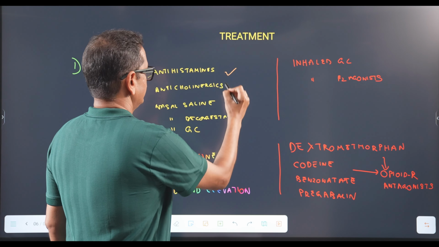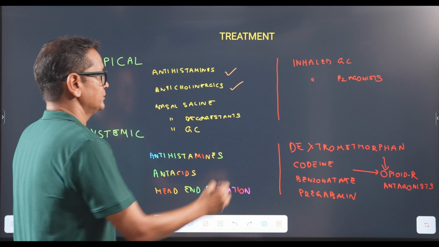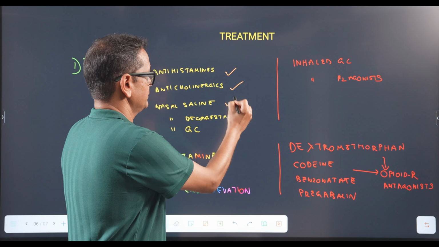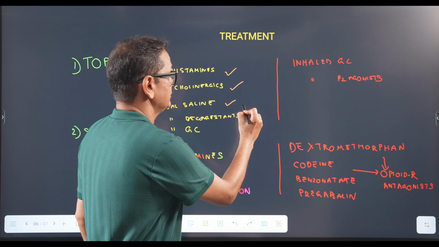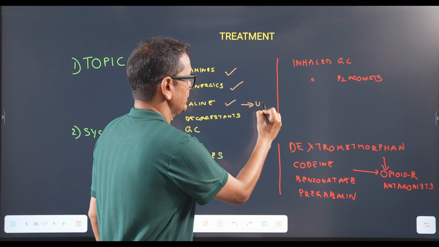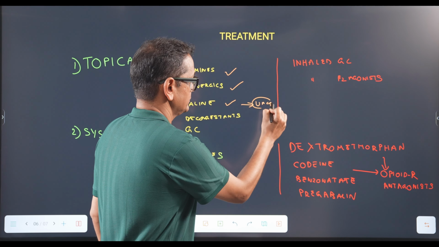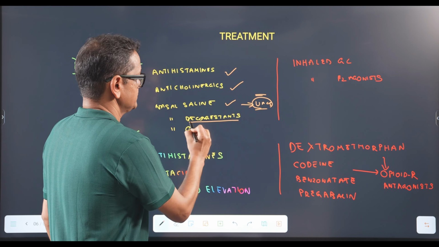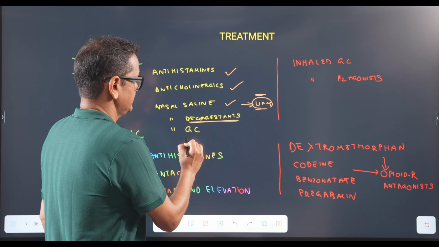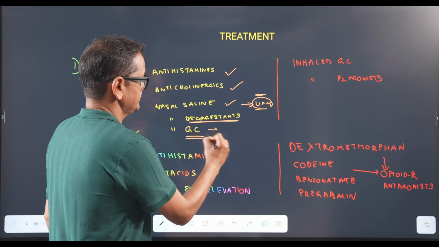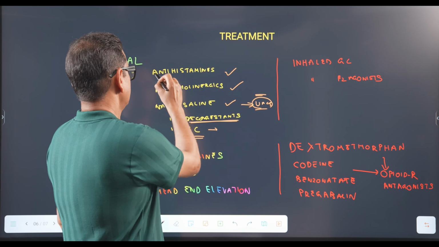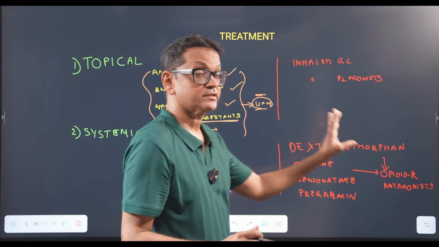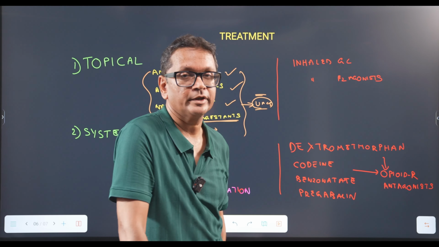You can give topical antihistamines or topical anticholinergics like ipratropium. Simple nasal saline irrigation in the setting of upper airway cough syndrome, or even post-nasal drip. So depending upon the etiology, give nasal decongestants, nasal glucocorticoids. Effectively they are going to relieve it, if it is not of serious etiology. Okay.